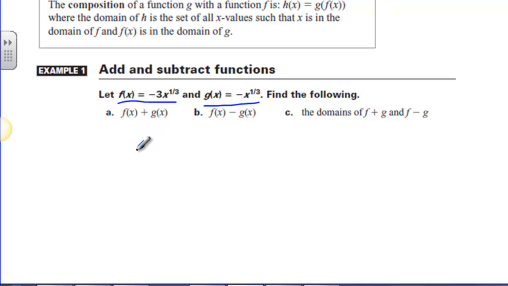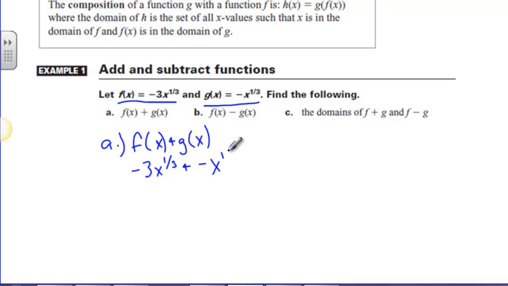We have to find f of x plus g of x, f of x minus g of x, and then talk about domains. So for the first one, we have f of x plus g of x. What I'm going to do is substitute negative 3x to the 1/3 in for f of x, and I'm going to substitute in negative x to the 1/3 for g of x. I'm going to put that in parentheses because of the negative there.